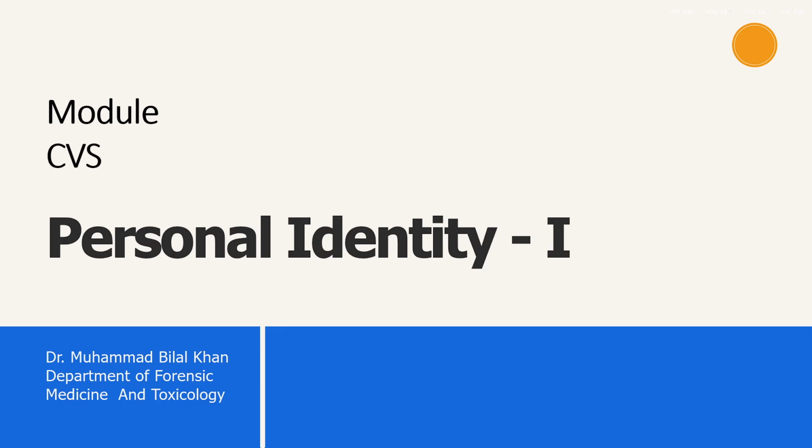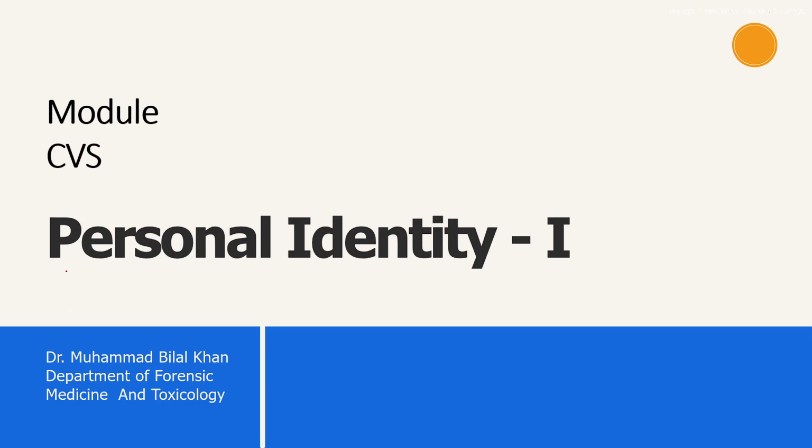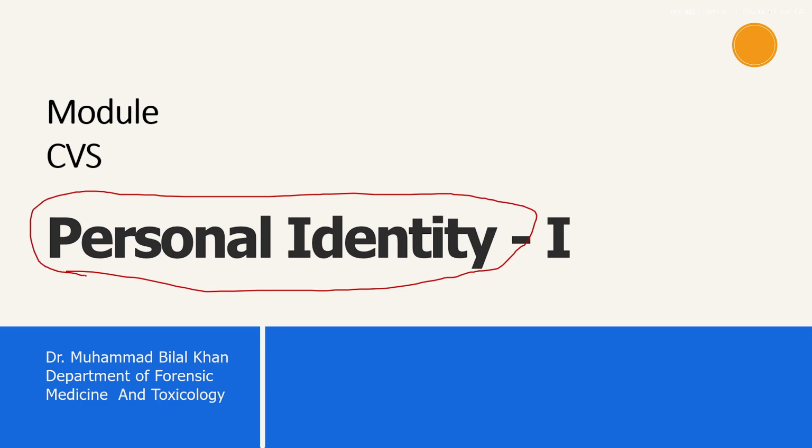Today we are going to discuss a new chapter of forensic medicine, that is personal identity. What is personal identity? How can one define that? What are the different factors through which one can identify a person? This is a very important topic because most of the time we come across such conditions where we have to identify a person.